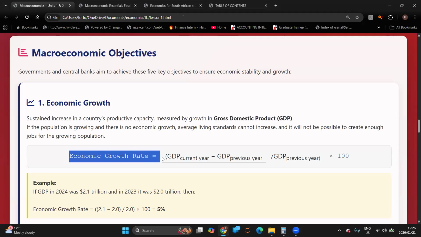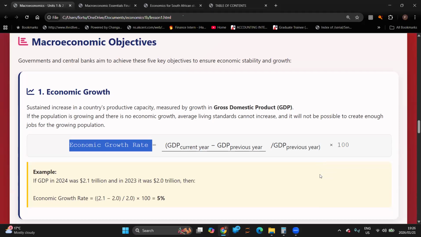And as a result, we have the formula for calculating the economic growth rate. It is calculated as the current year's GDP minus the previous year's GDP, divided by the previous year's GDP, times 100. Then you get a percentage. That percentage becomes either the growth of the economy or the shrinking of that particular economy, depending on whether the gross domestic product has been increasing or not.